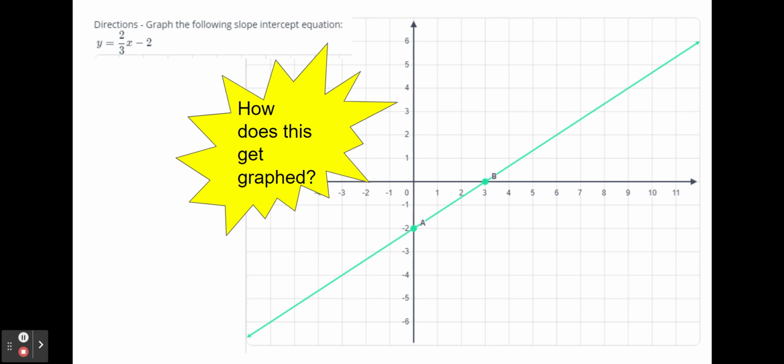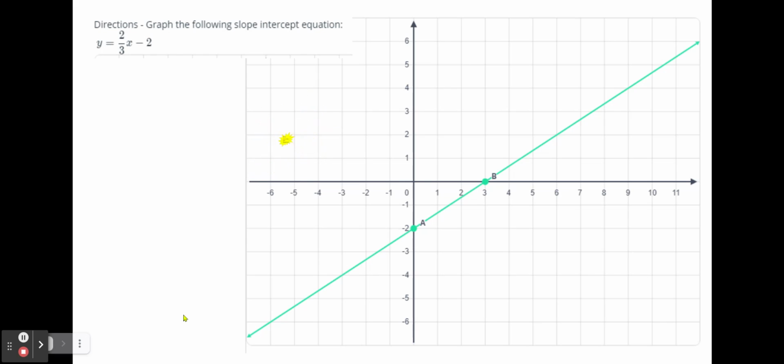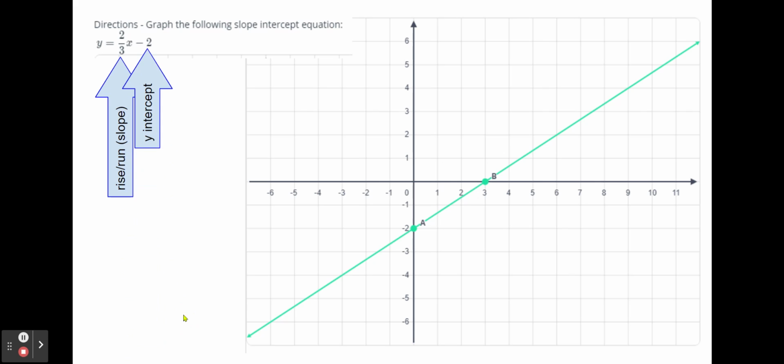How does this get graphed? Graph the following slope-intercept equation. Y equals 2 over 3x minus 2. What is your slope? What is the rise and run? What is your y-intercept? Where does it cross the y-axis? What do you do next?